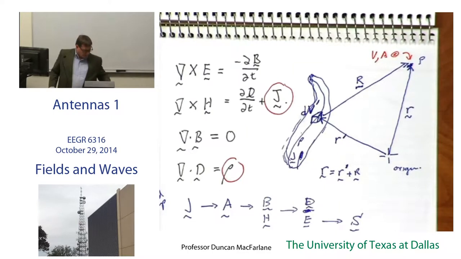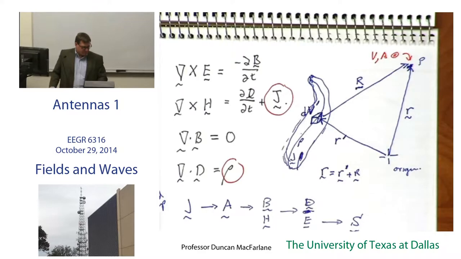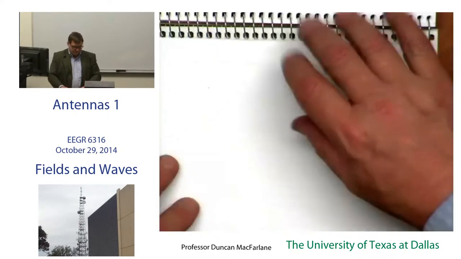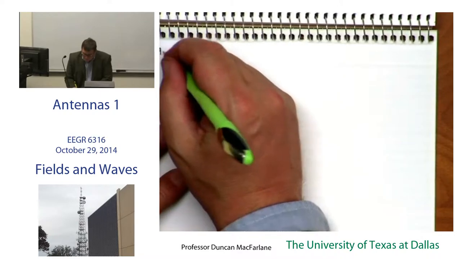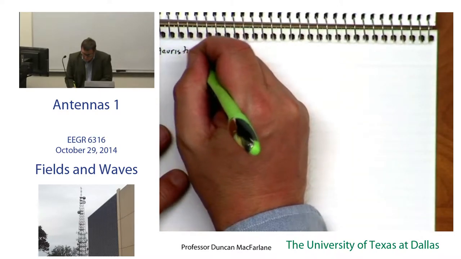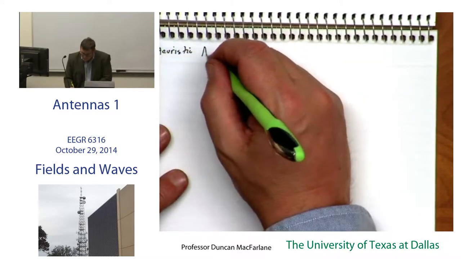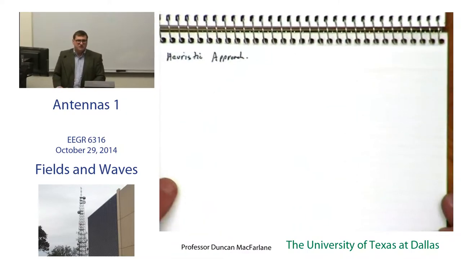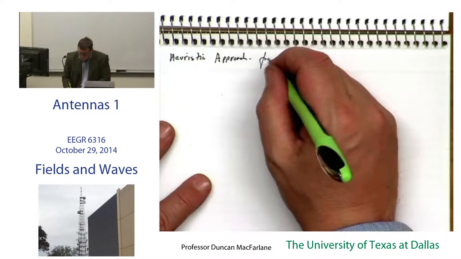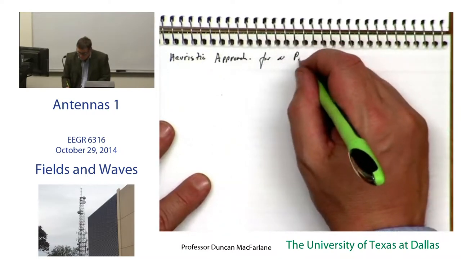That's what we want. That's what our problem is. All right, now I'm going to do this two different ways. The first way is the heuristic approach for a potential.